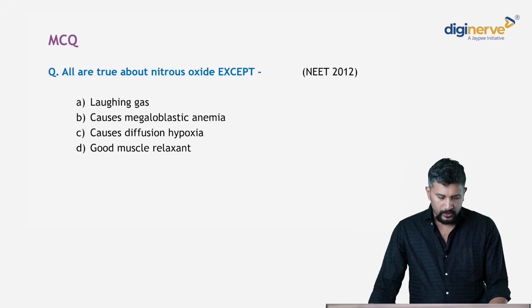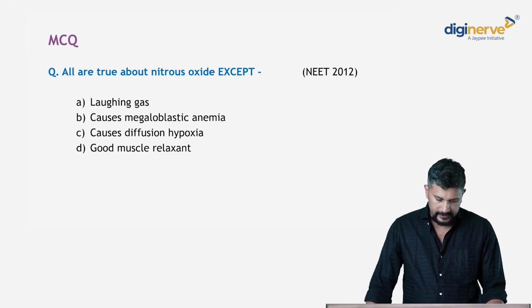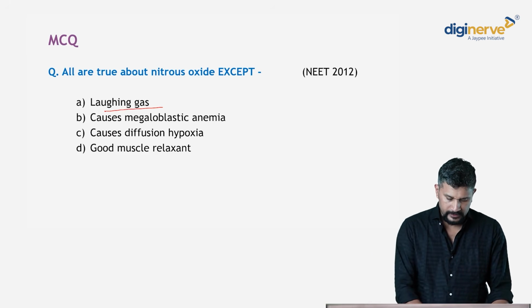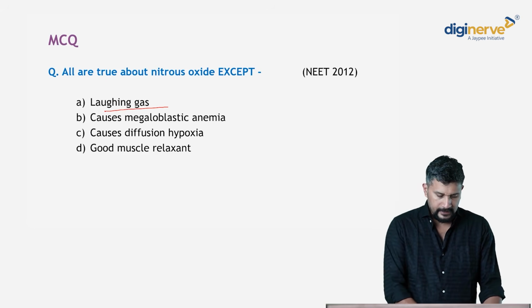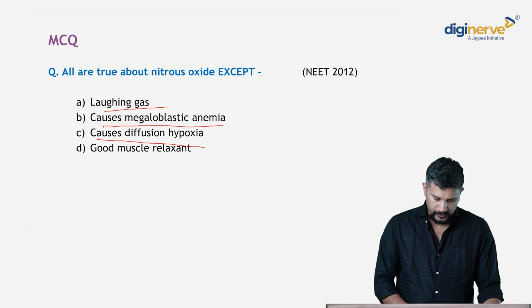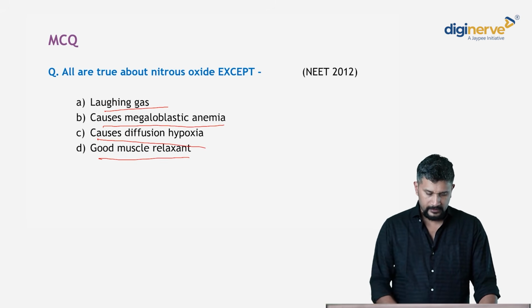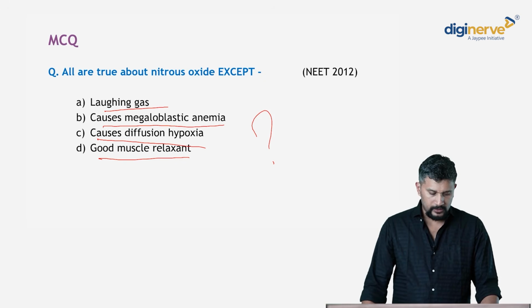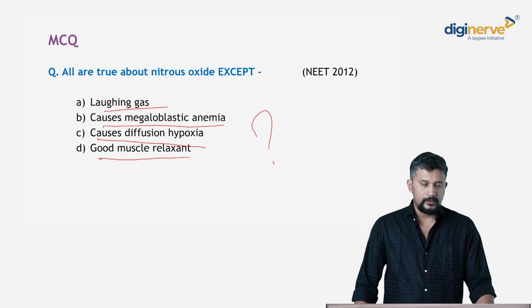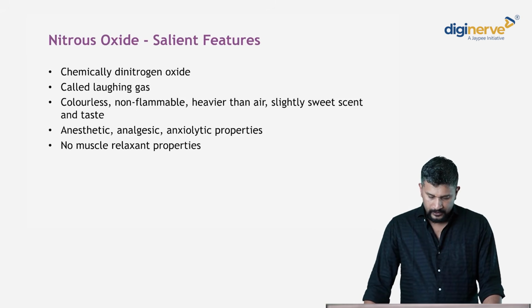The next question: all of the following are true about nitrous oxide except that it is what is called a laughing gas, can result in megaloblastic anemia, causes diffusion hypoxia, or is a good muscle relaxant? Which of these are true and which is the false option? For this, we need to look at some of the salient features of nitrous oxide.